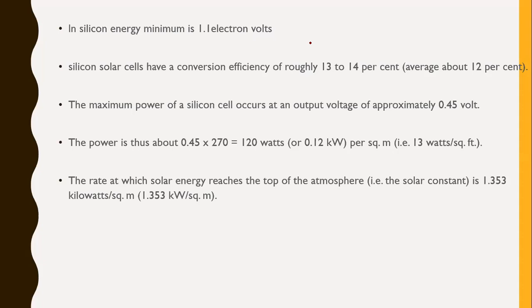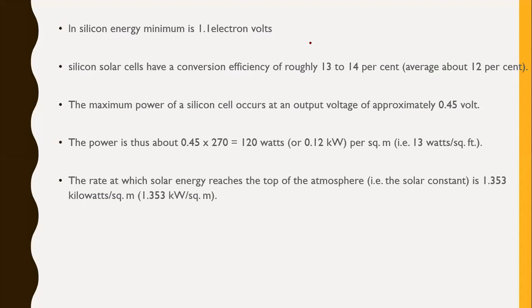The maximum practical efficiency for the conversion of solar energy into electrical energy in a silicon solar cell is estimated to be only 21%. Okay, this is the maximum efficiency of solar energy converted into electrical energy. What is that? Only 21%.